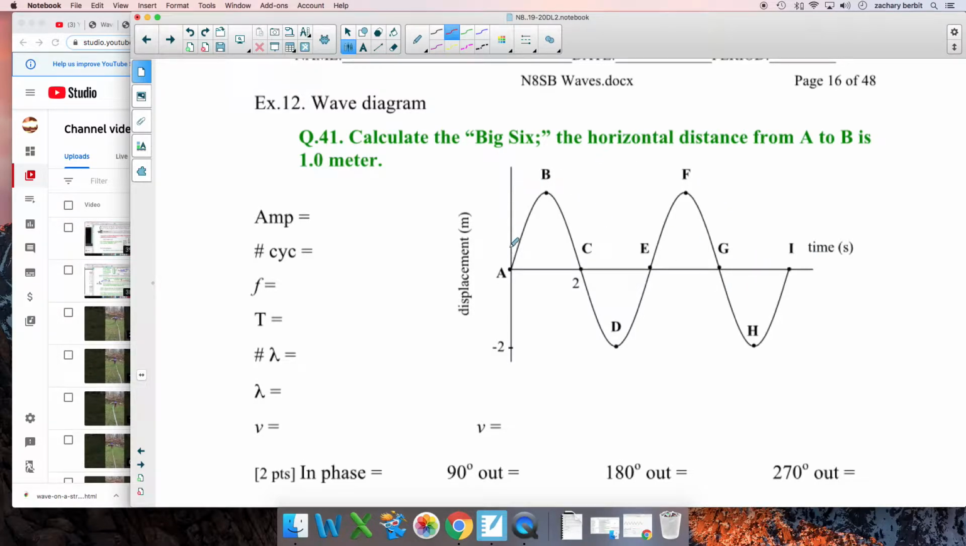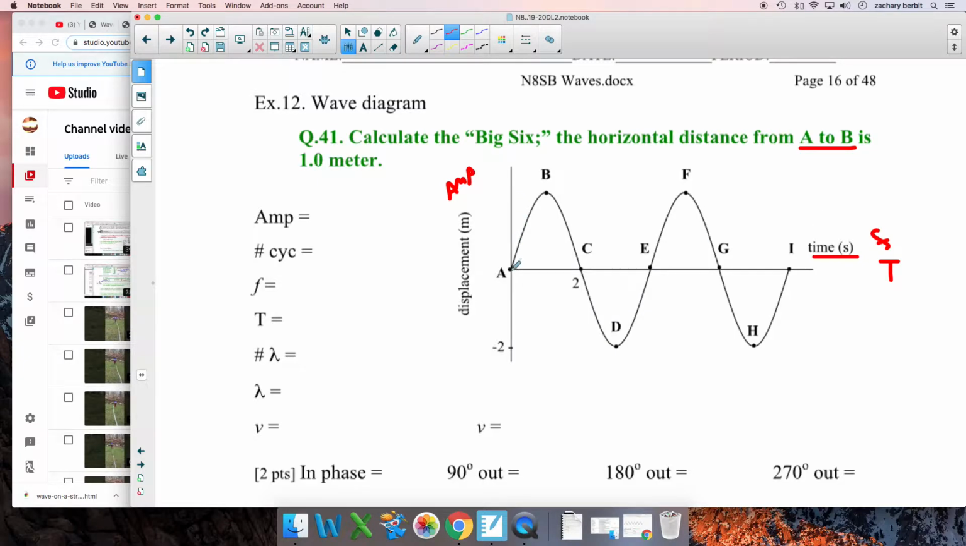So over here it is. Here's a wave. You got displacement, which allows you to look at the amplitude, and you have the time axis, which allows you to pick frequency or period directly off of it. All right, so let's do it real quick. Amplitude, remember, is the max away from equilibrium. So this thing says horizontal displacement from A to B is 1 meter.